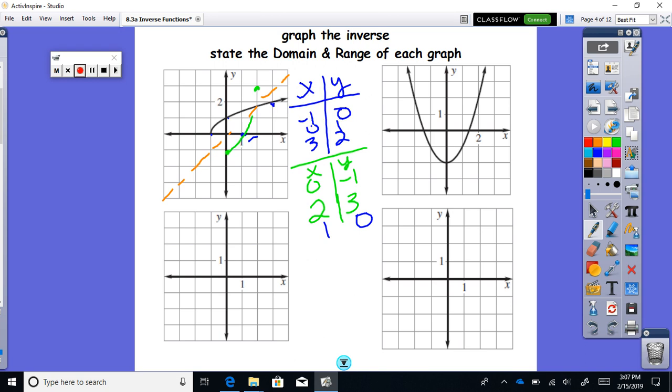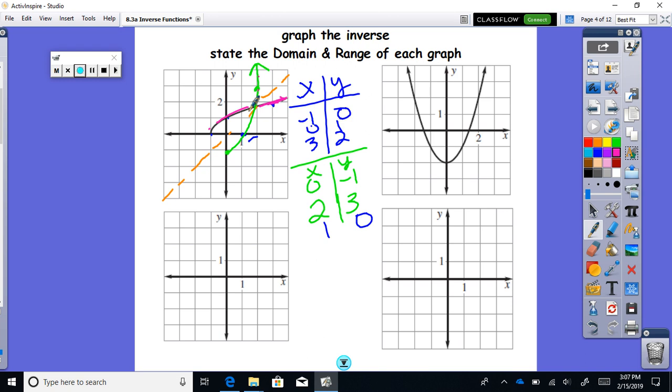And so it's going to look like that, the inverse one. So this piece of the graph here reflects up here, and this piece reflects over here. So that's the green one I drew, the inverse of that. How about for the parabola?